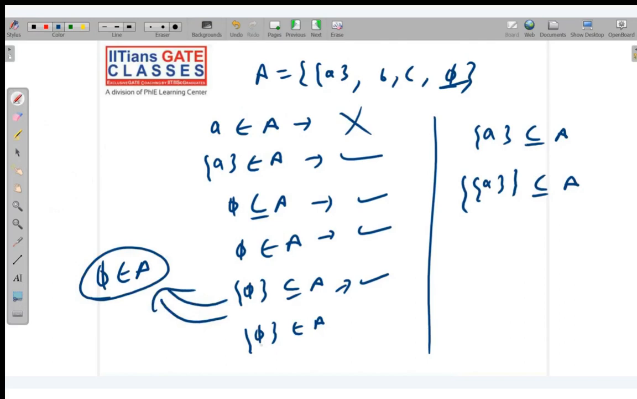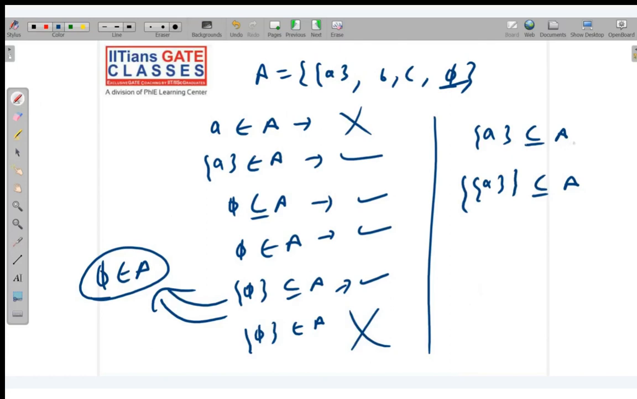Next, {5} belongs to A. How? Similarly, we can remove the brackets. No, see this. This entire thing, {5}, belongs to A? Why? Because this entire thing should be present as it is here. Now this entire thing should be here. No, it is not there. I will simply cross it.